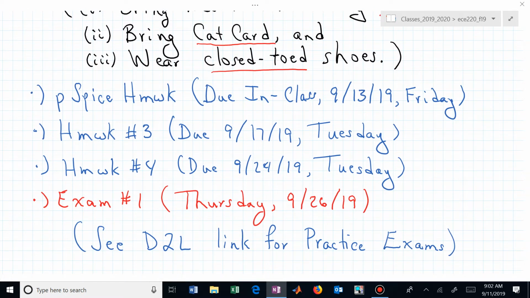PSpice, you need to make sure that you have access to PSpice either on your own machine or in room ECE 232. That homework assignment on PSpice is due in class on Friday. Homework 3 is due next Tuesday. The following Tuesday is homework 4, which won't be a part of exam 1, but exam 1 is then the subsequent Thursday, on the 26th of September.